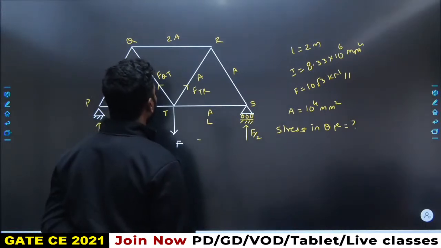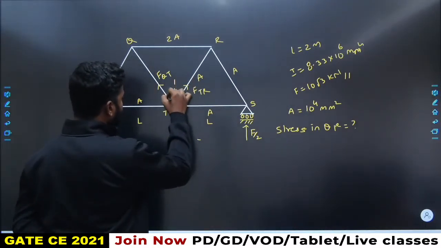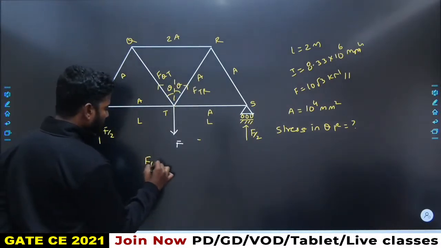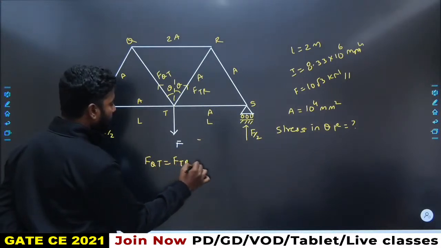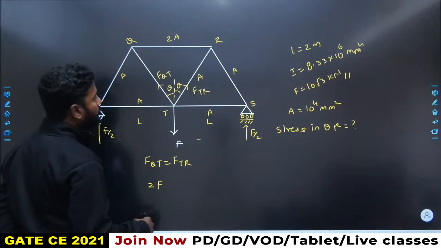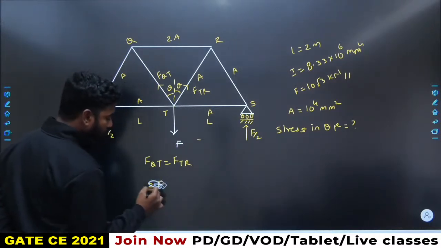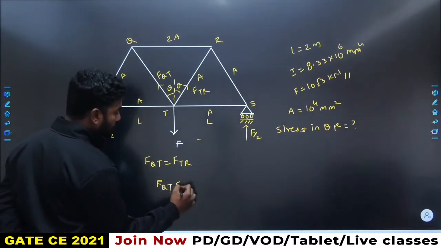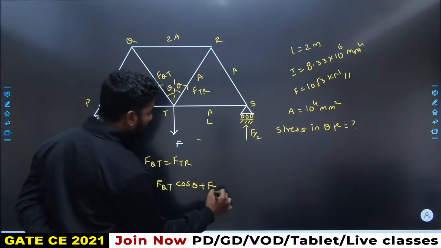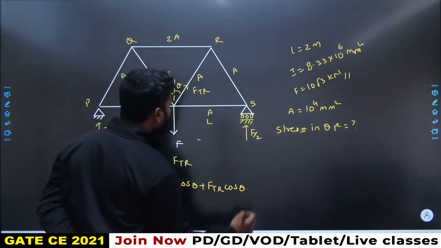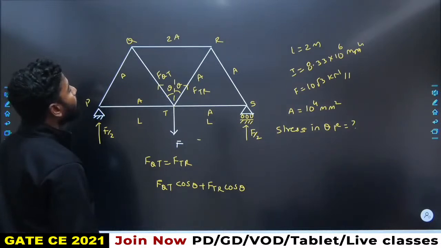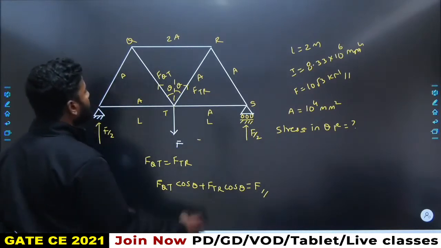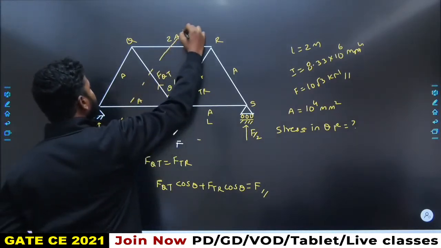So, if I take this as some theta, this will also be theta. FQT is equal to FTR, right? So from this what you can write, this is one way: FQT is equal to FTR from symmetry, and FQT cos theta plus FTR cos theta equals F. Either you can do it like this or you can go with the method of sections also.